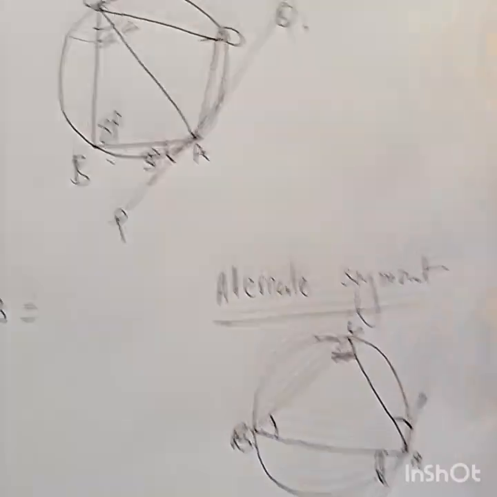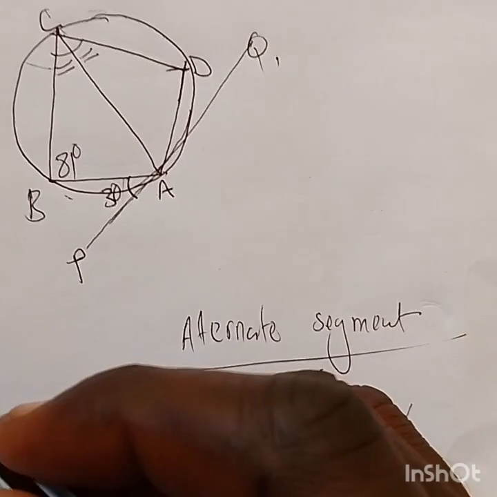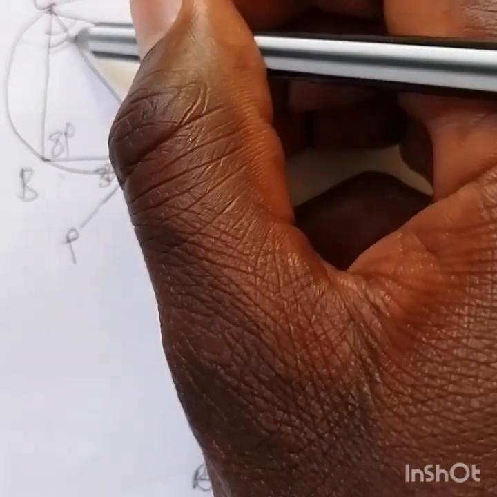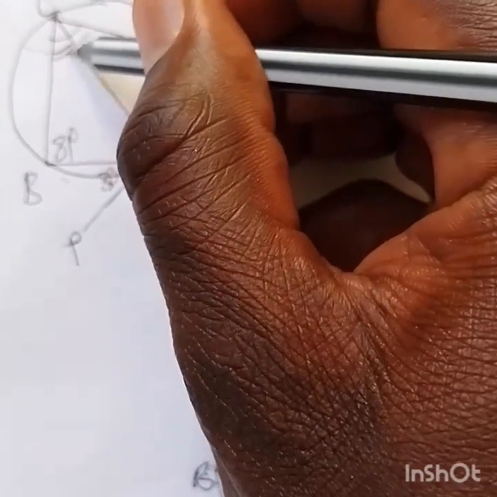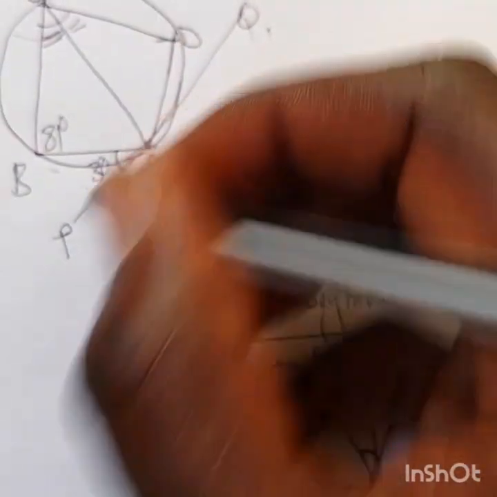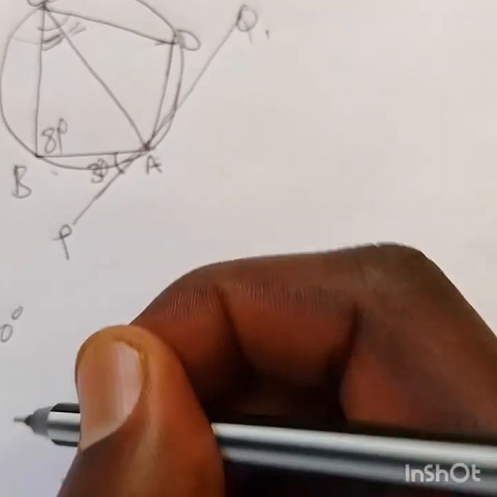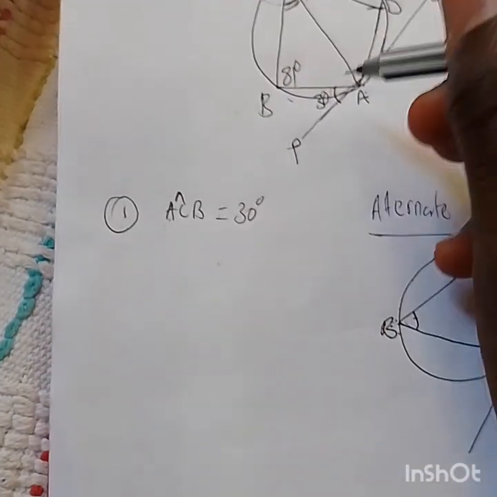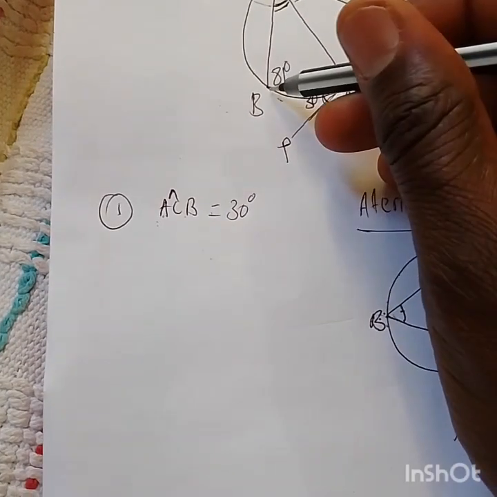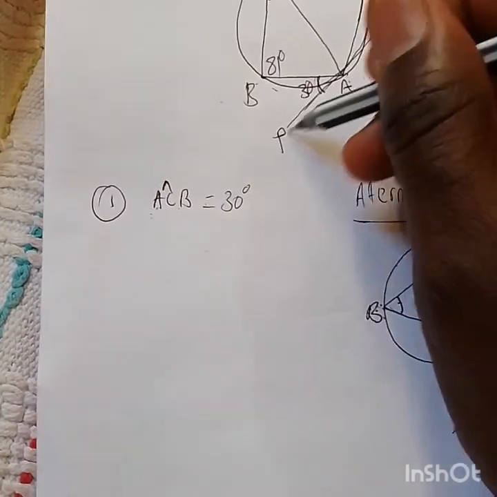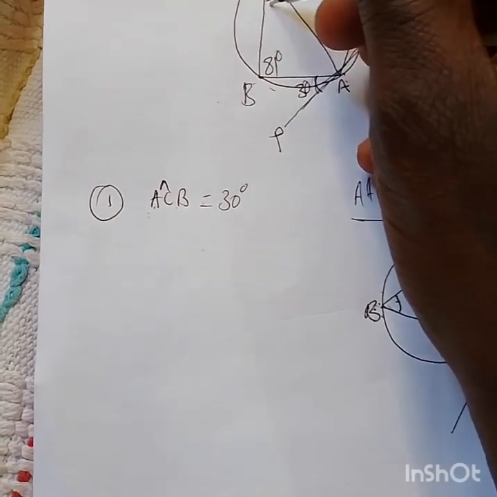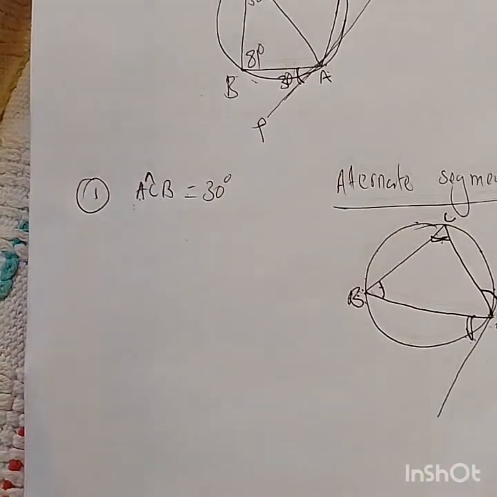So coming to our question, the question is to find ACB. This angle is equal to 30 degrees. Why? They are in alternate segments. As you can see, the angle is between this chord and the tangent, so the one here in the alternate segment is 30 degrees.